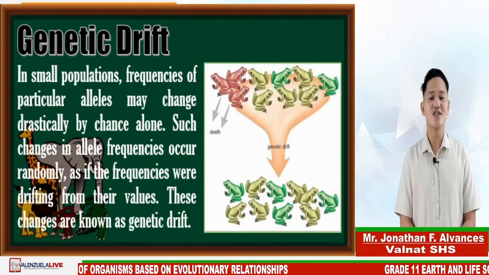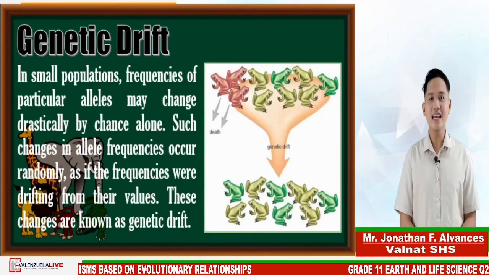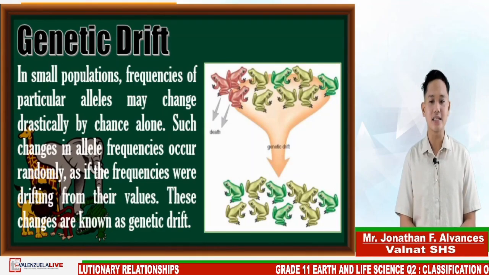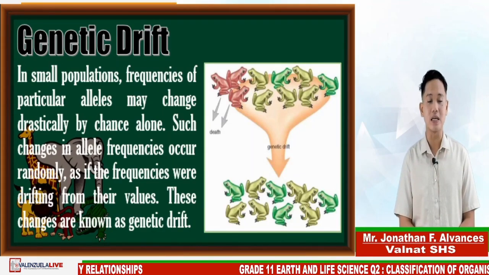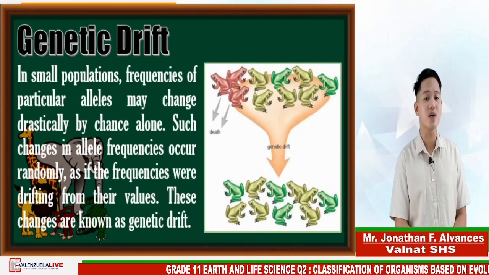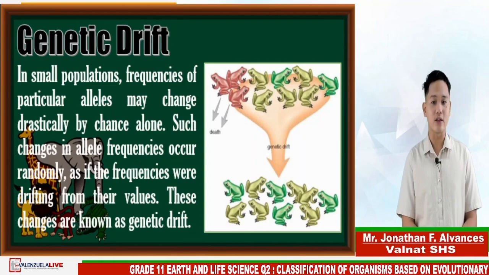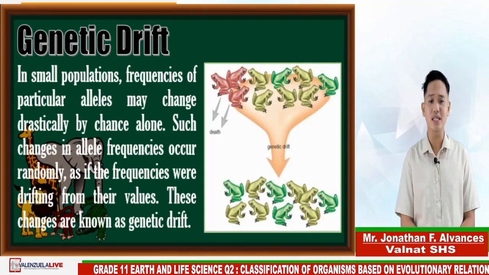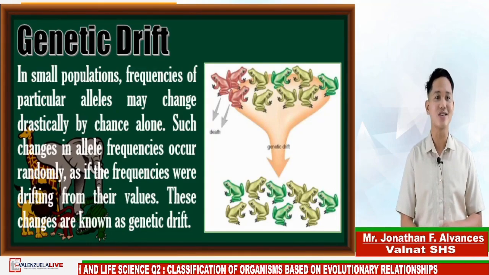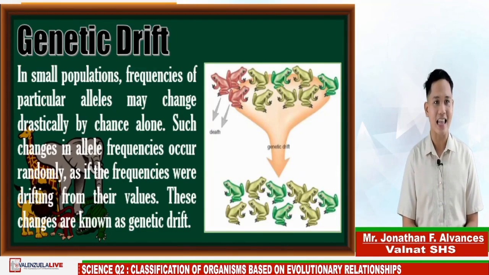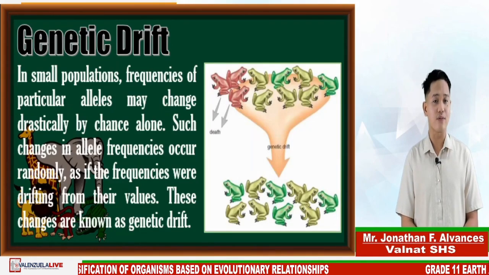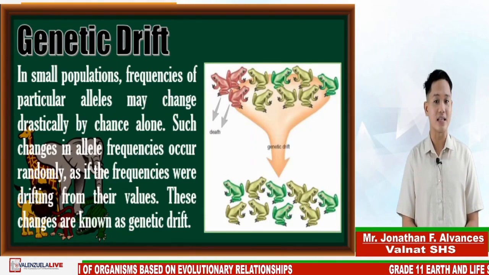Next is genetic drift. In small populations, frequencies of particular alleles may change drastically by chance alone. Such changes in allele frequencies occur randomly, as if the frequencies were drifting from their values. These changes are known as genetic drift. Genetic frequencies tend to drift due to random events.